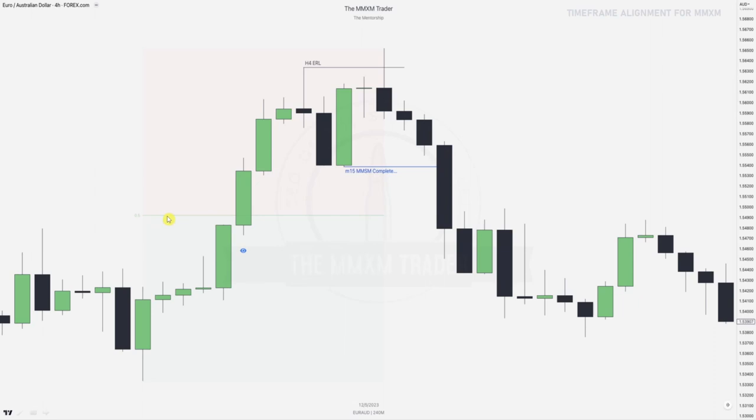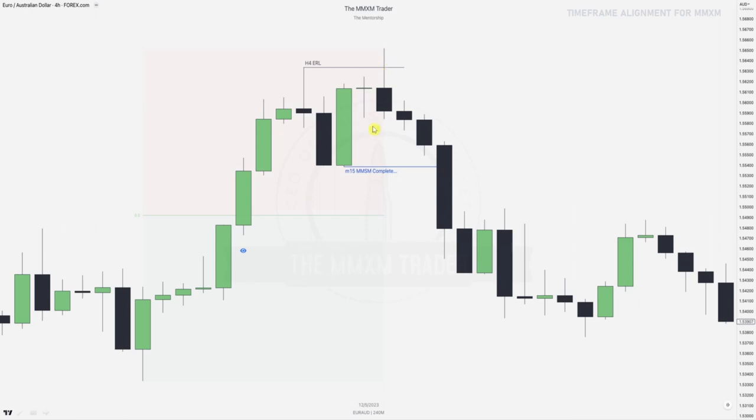Everything below this 50% level is discount. Now, again, we think about external to internal, internal to external, order pairing, very important, right? So we have an external raid over here, or a turtle soup, right? Now, what are we going to be looking for as our next draw on liquidity after we take out external?